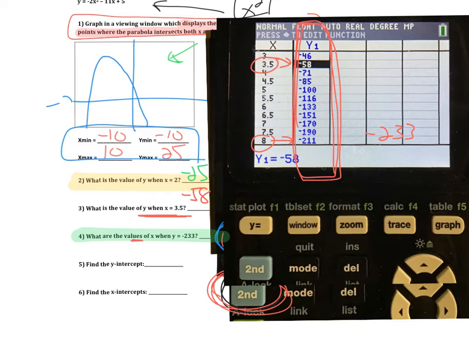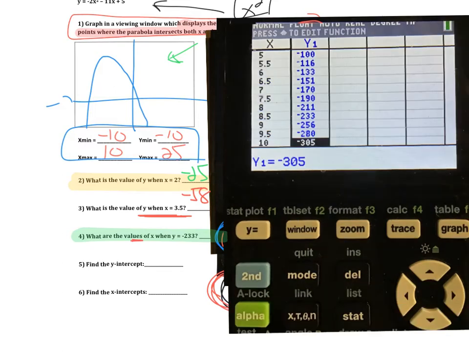If I keep pressing down using the down arrow button, here I see y is negative 233, x is 8.5. So one of the values of x when y is negative 233 is 8.5.